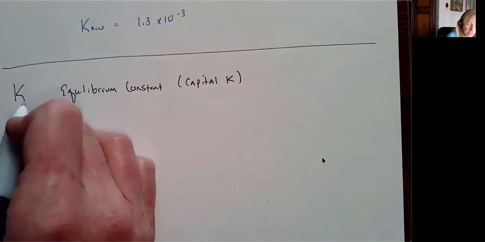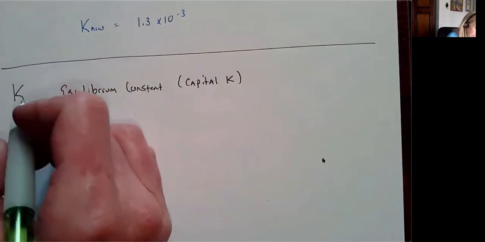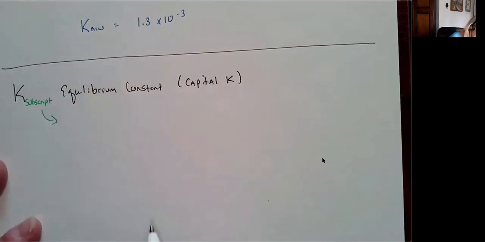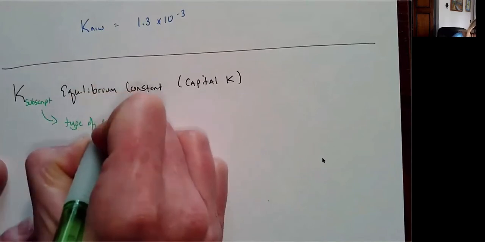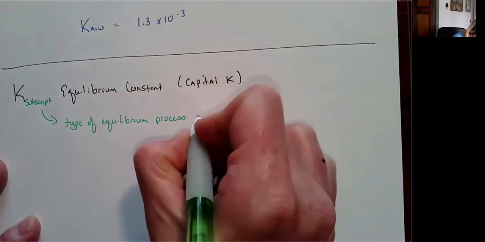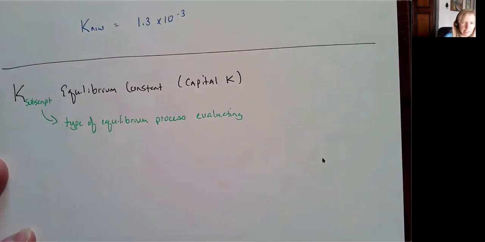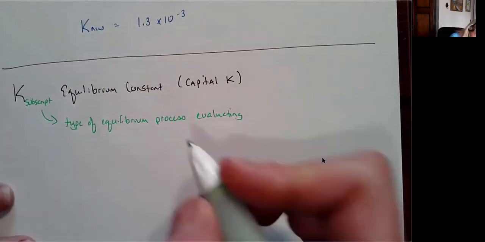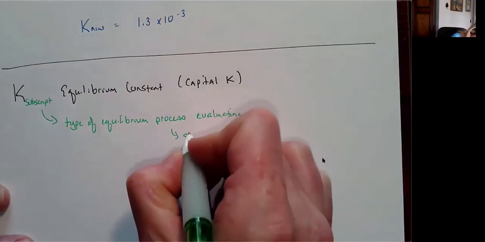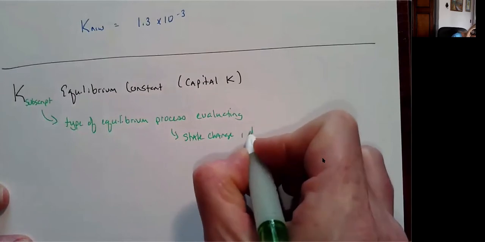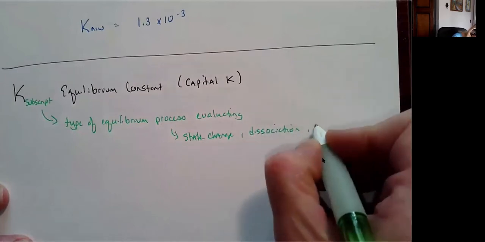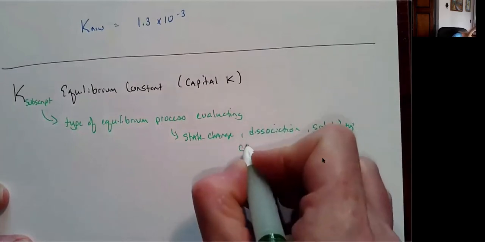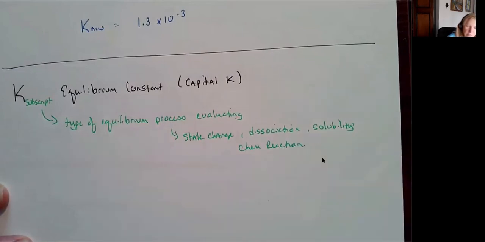We're going to have lots of subscripts here. And a subscript is really going to denote the type of equilibrium process you're evaluating. And I didn't say reaction because some of these are not necessarily chemical reactions, they're dissociations, so a process. So a process could be a state change, a dissociation, a solubility, or a chemical reaction. So this is going to apply to a lot of different things.